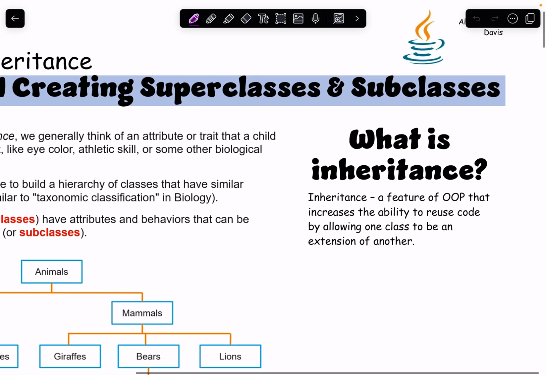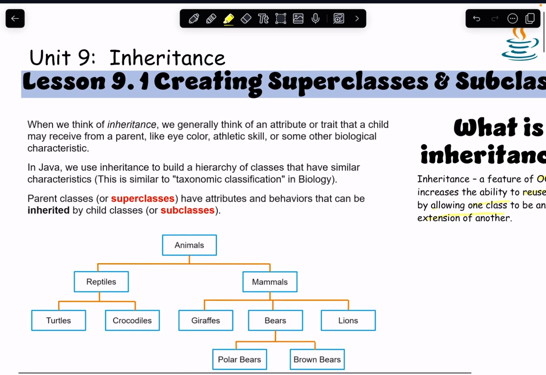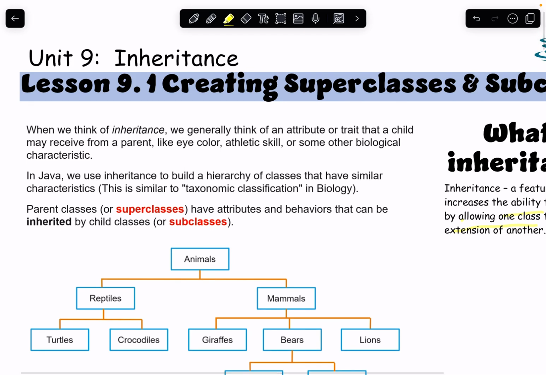So first of all, what is inheritance? Inheritance is a feature of object-oriented programming that increases the ability to reuse code by allowing one class to be an extension of another. So we call them parent classes and child classes. When we think of inheritance, we can think of an attribute or a trait that a child may receive from a parent, like eye color, biological characteristics. But in Java, we use inheritance to build a hierarchy of classes that has similar characteristics.